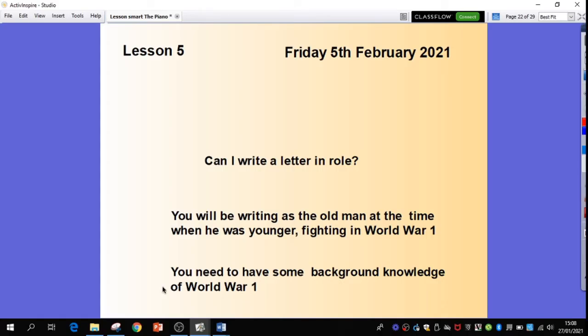Hello Year 6, this is Lesson 5 of your 2-week unit where you are writing a letter in role. And today is Friday. Now, because you're going to be writing a letter in role, I'm going to tell you now about who you'll be writing as.